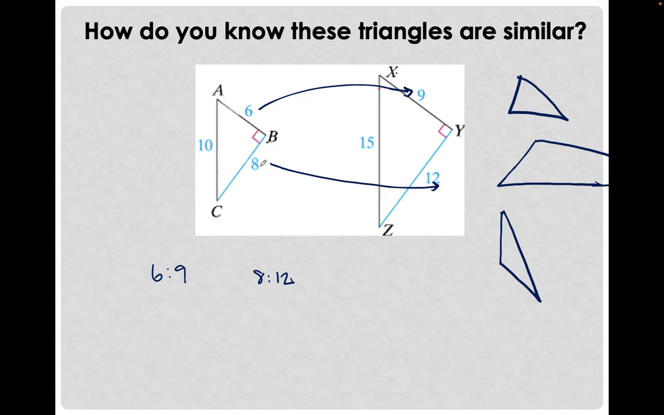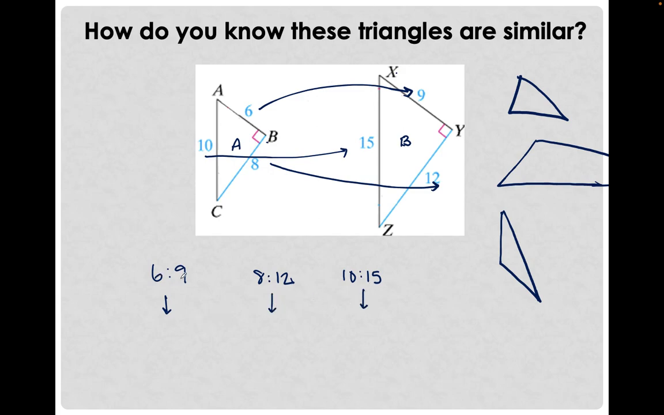We'll call this triangle A and we'll call this triangle B. So if we look at the smaller triangle first, 8 corresponds with 12 in the larger triangle. And then lastly, we have 10 and 15. Those correspond with one another. Now obviously these ratios all look different, but if we simplify them, we can determine if they're the same.